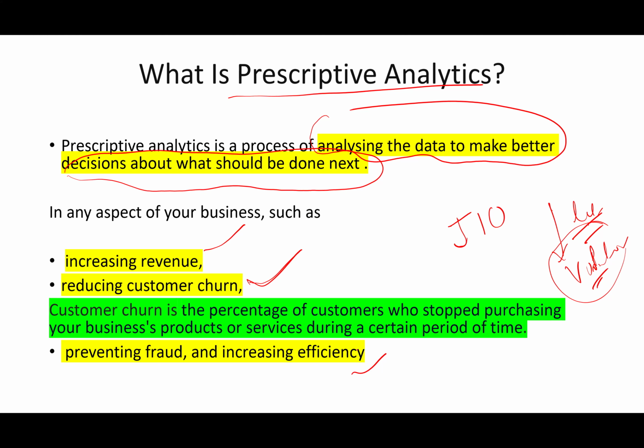Please don't get confused with predictive analytics. Predictive analytics is the process of analyzing the data to predict the future. You are not planning the future. You are predicting, that's it. This will happen or might happen. Be careful. But in prescriptive analytics, you are planning for the future. What should we do next in order to achieve some goals? So this is called prescriptive analytics.